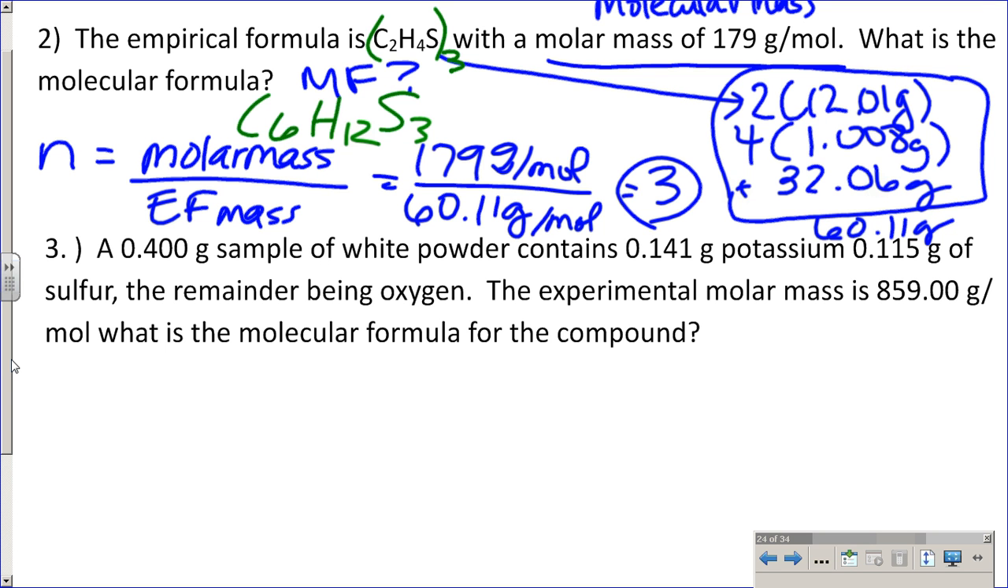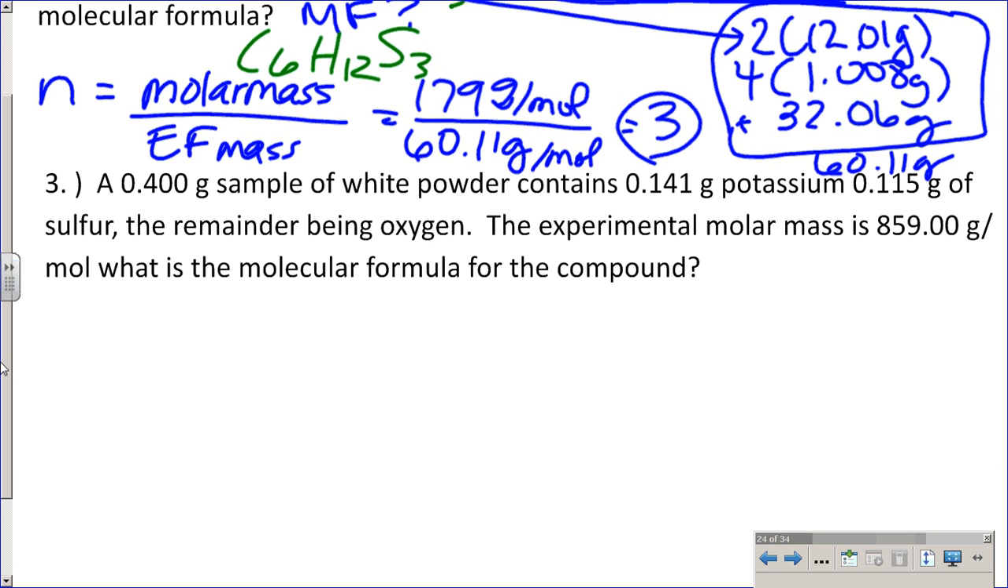And I'm going to write down my givens as we go through reading this problem. So here's how I would start the problem. I would go, oh, okay, I've got 0.141 grams of potassium. And I've got 0.115 grams of sulfur. And the remainder being oxygen. So how much oxygen do I got?